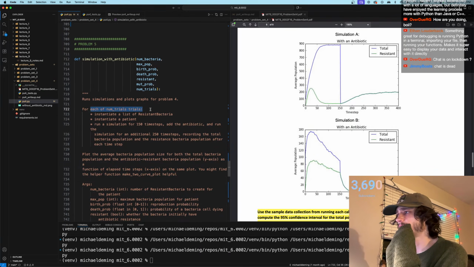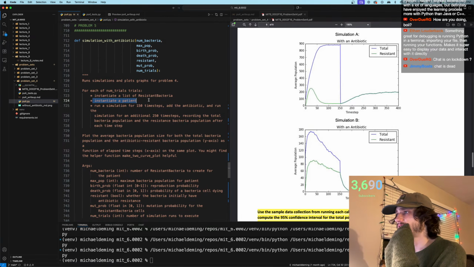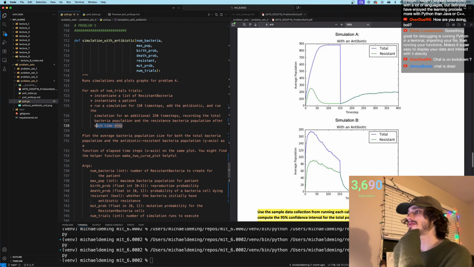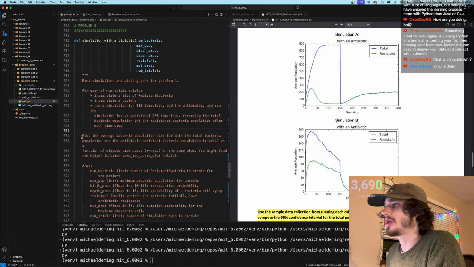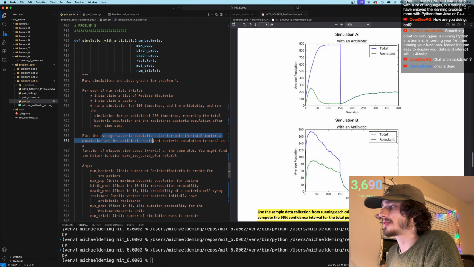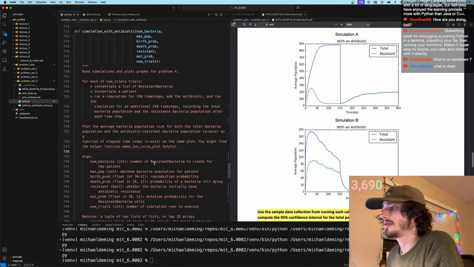So for every trial, we're going to create a resistant bacteria list. We're going to instantiate a patient and run 150 steps where we add and then add the antibiotic and then run another 250. We're going to record the total bacteria population and the resistant bacteria population after each step in the trial. We're going to plot the average bacteria population size for both bacteria population and the antibiotic resistance on the y-axis, as a function over the elapsed times. You might find the helper function helpful.